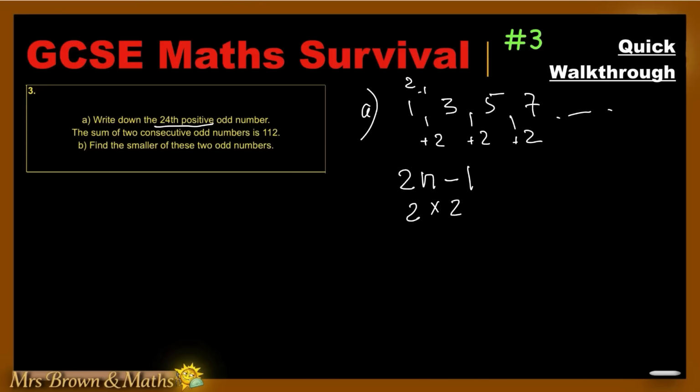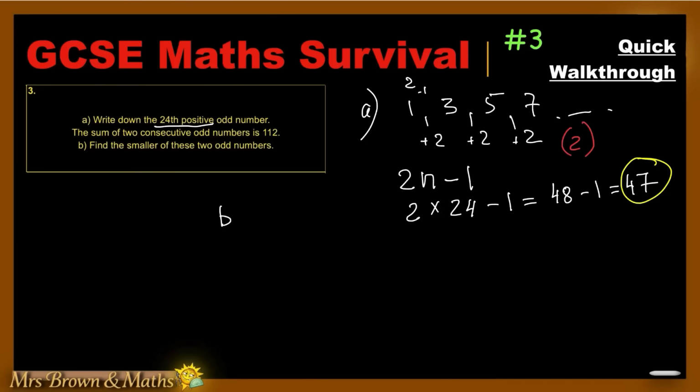In our case, it is 24. Let's work it out. 2 times 24 minus 1. So 48 minus 1 will be 47. 2 exam marks.